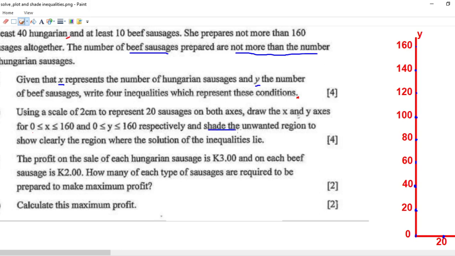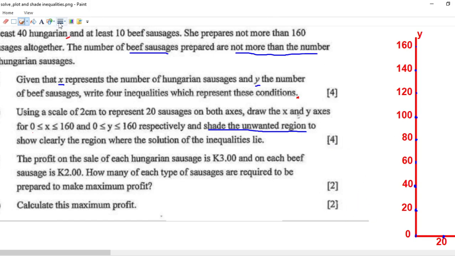Now we are told to shade the unwanted region. Shading the unwanted region will give us the specific region for which we need to find those inequalities, or to answer the questions that follow. So let us just solve now.